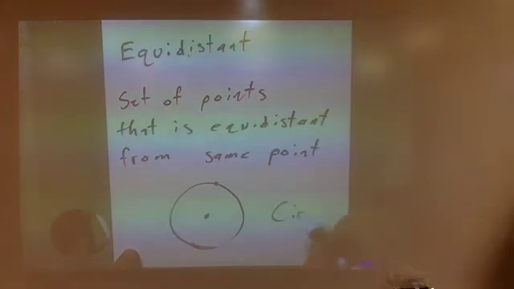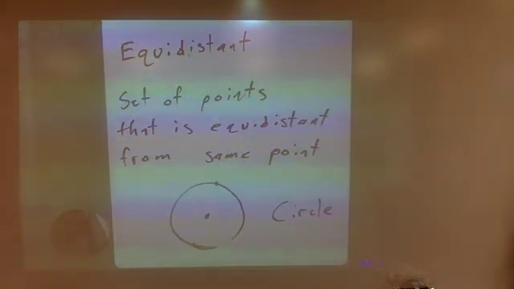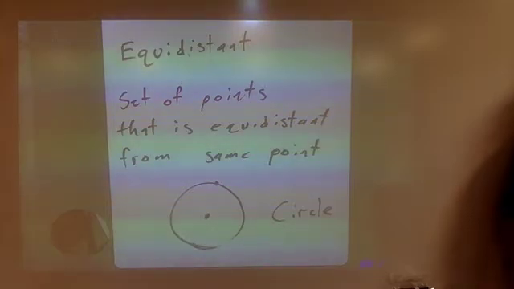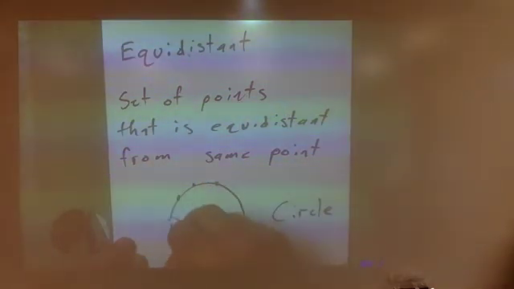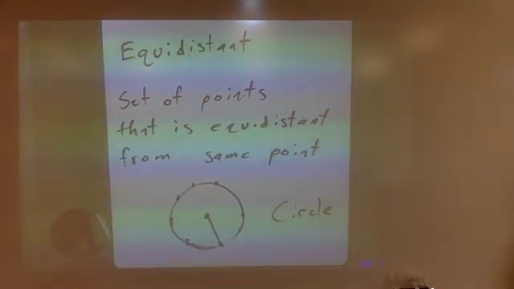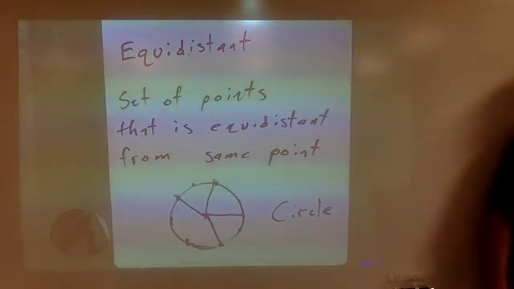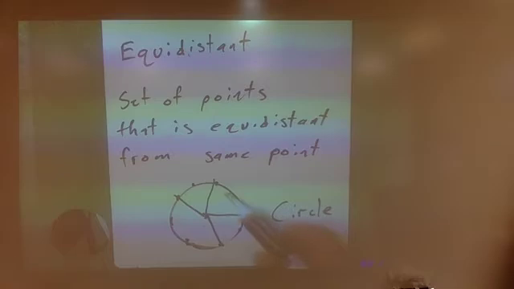The definition of a circle is a set of points that's equidistant from the same point. All these points on this circle are the same distance from the center. The given point is the center of the circle. That's why when you draw a radius, it doesn't matter if you draw it here, if you draw it there, if you draw it over here, if you draw it to the right. It doesn't matter how you draw your radius. The radius is always the same length because all these points on the circle are the same distance from the center. They're equidistant from that given point. That given point is the center.